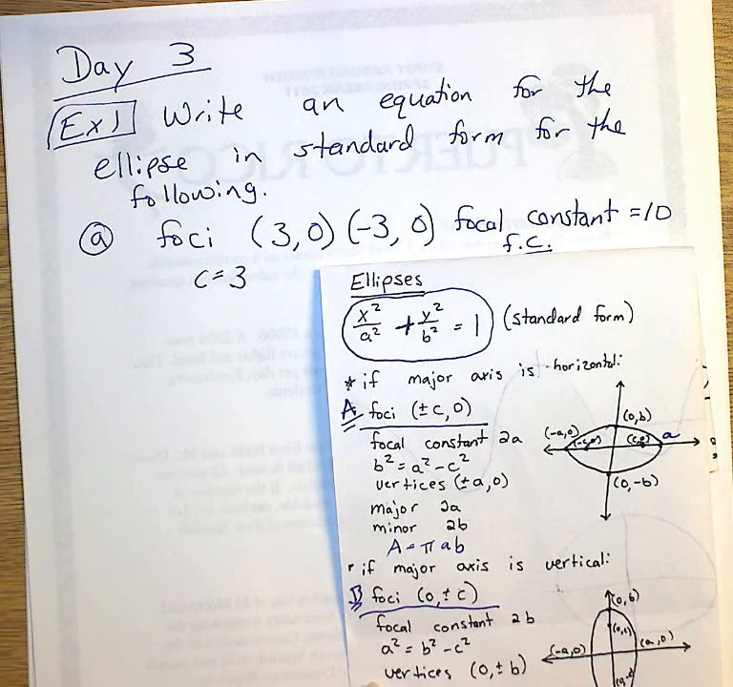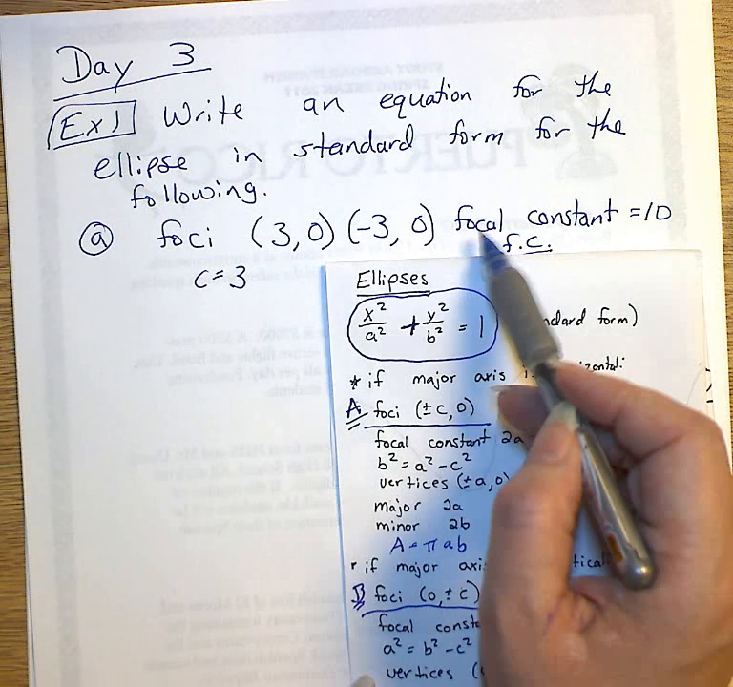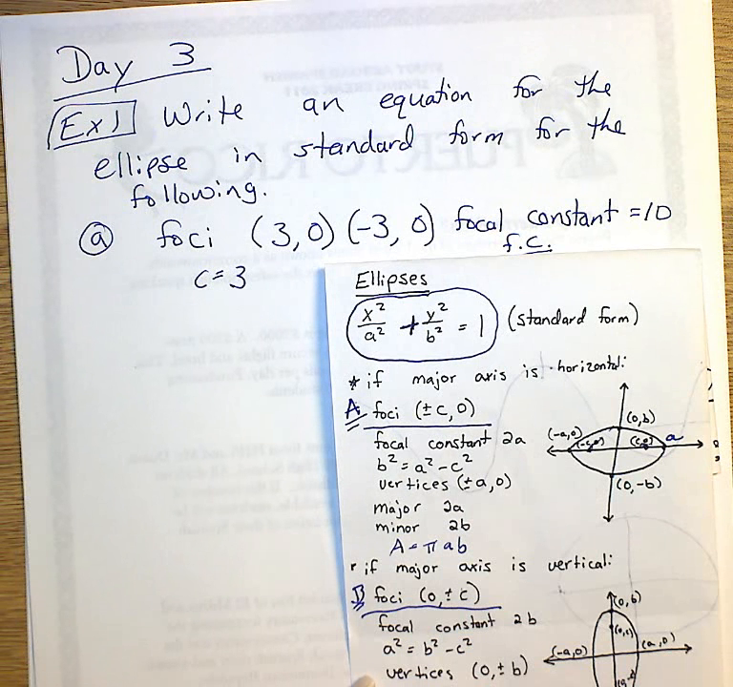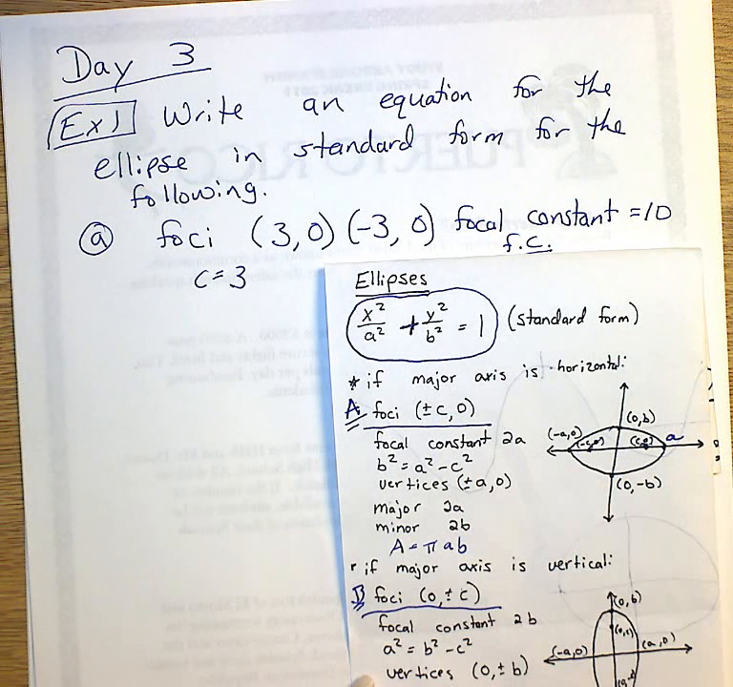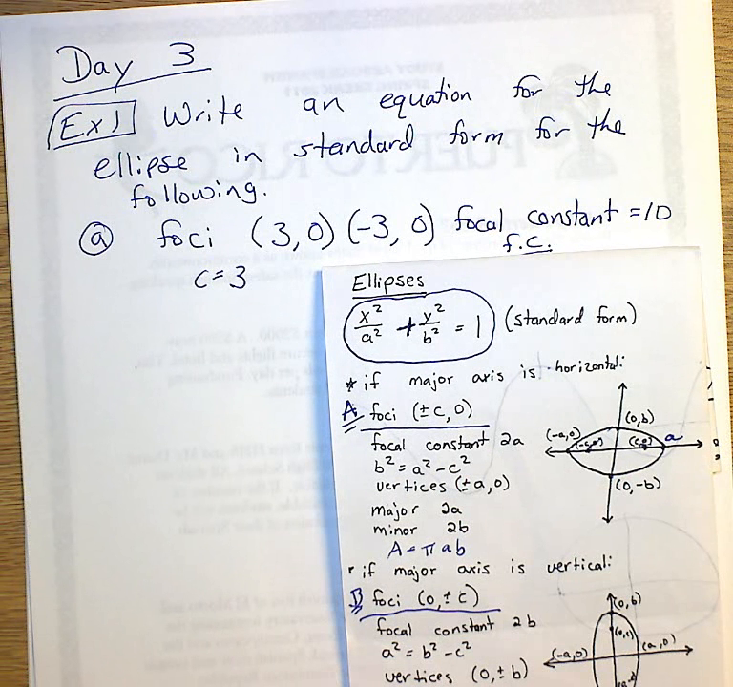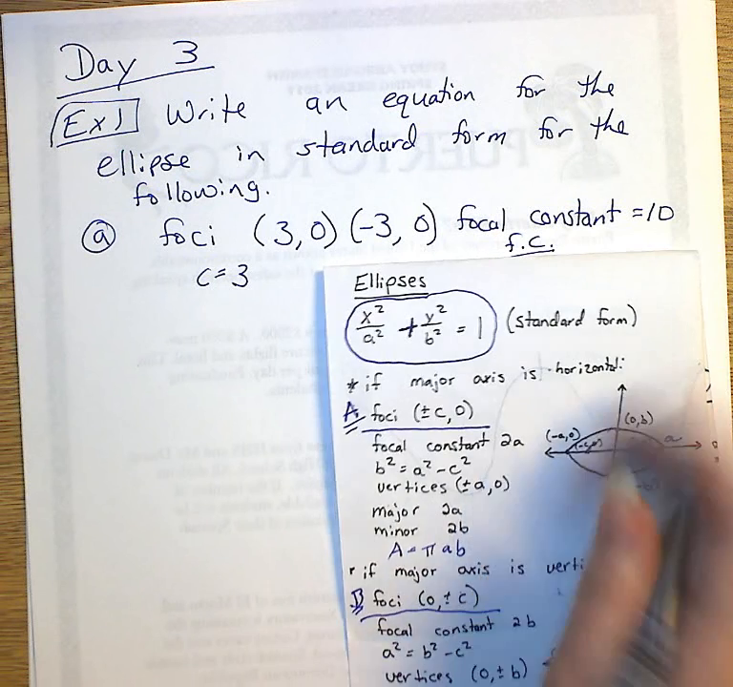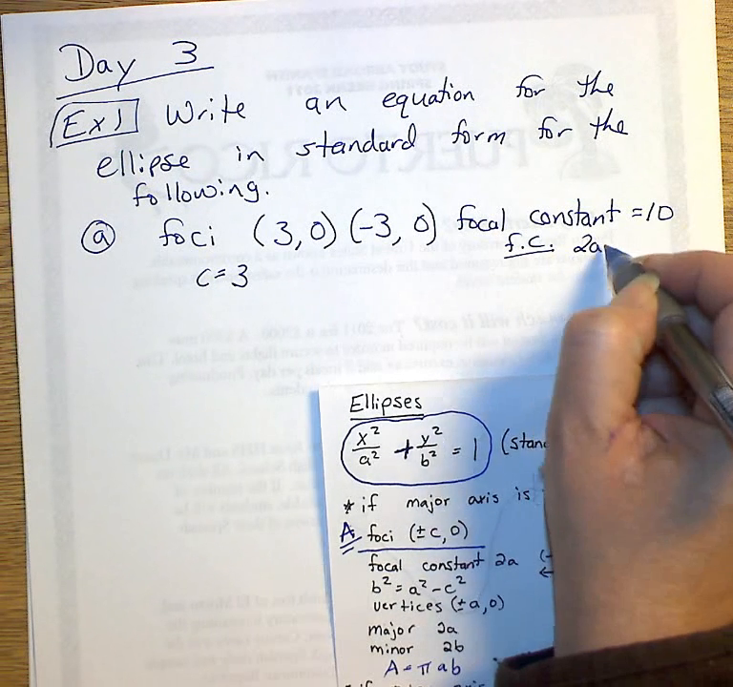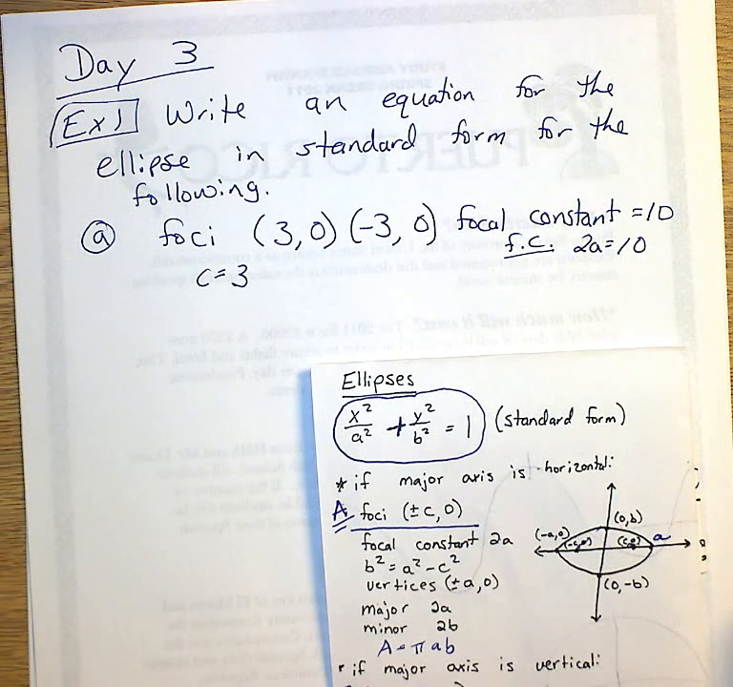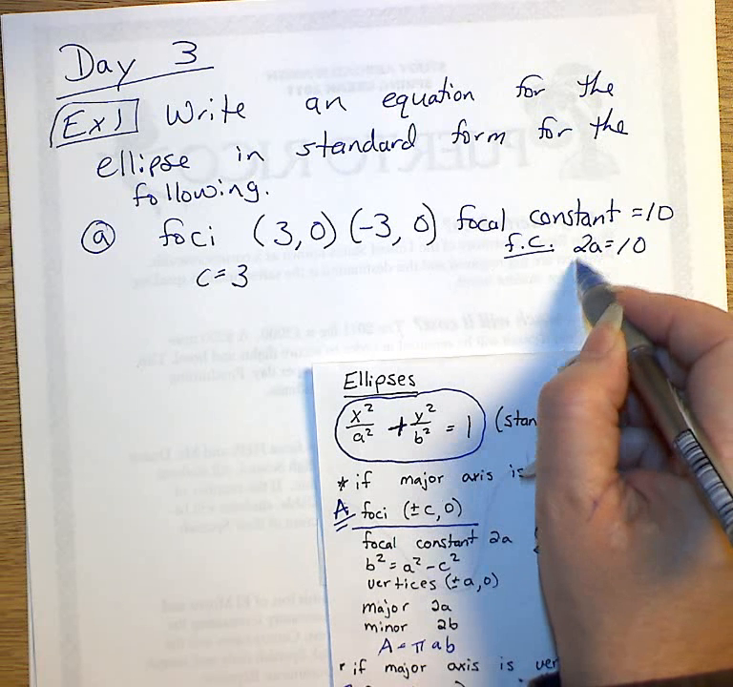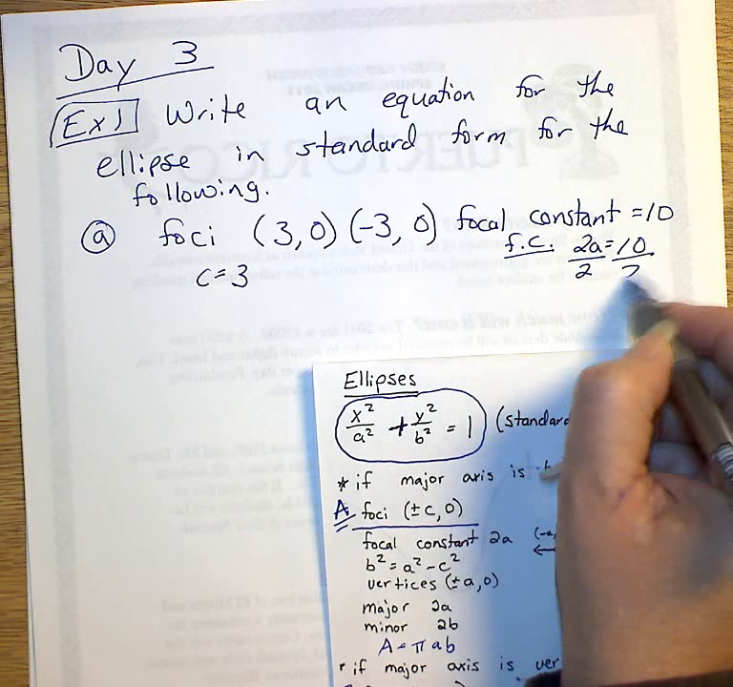Now that we know we have to use these, what does our focal constant equal? It equals 10, but what formula do we use for our focal constant? Look for the words focal constant and look at what comes after it. 2A. So your focal constant is 2A. That means 2A equals 10. To solve for A, you divide by 2. A is equal to 5.